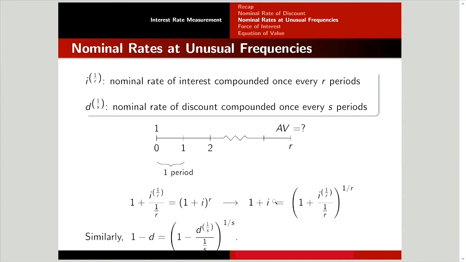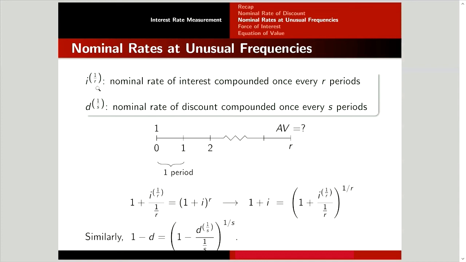Let's have this nominal rates at unusual frequencies. Okay, so halos pareho lang ito doon sa nominal rate of interest at sa nominal rate of discount. Unusual frequencies kasi bihira ninyo itong makikita or bihira itong ginagamit. Okay? Our notation for that, for example, for the nominal rate of interest, we have I upper 1 over R.